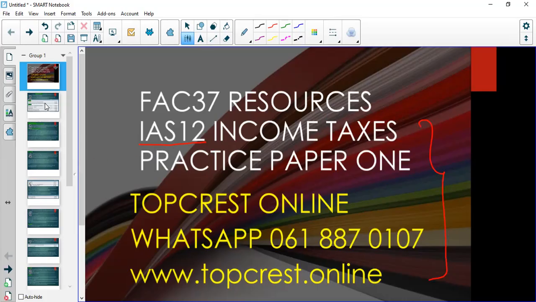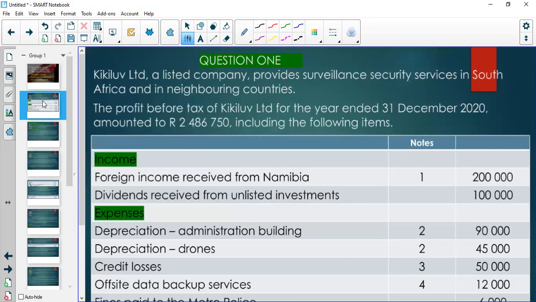So we want to introduce you at third level to the subject matter of income taxes. This is going to cover concepts such as the calculation of current tax, deferred tax, as well as the disclosure requirements for income taxes. This is specifically for UNISA students and, at large, those students in South Africa who are doing similar modules.